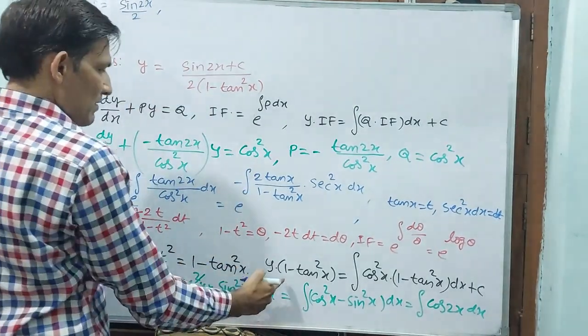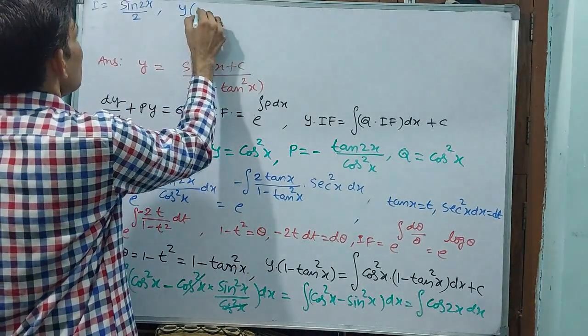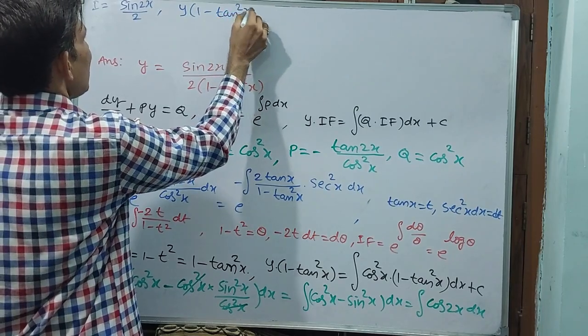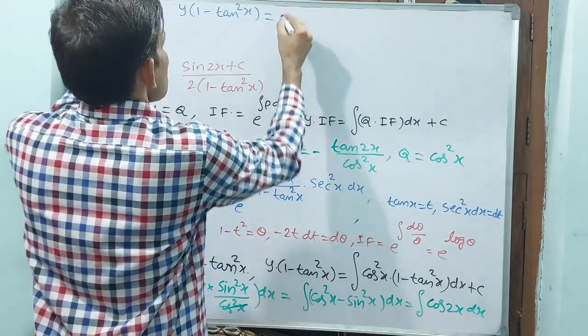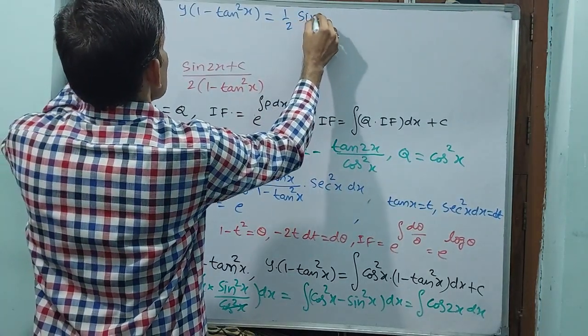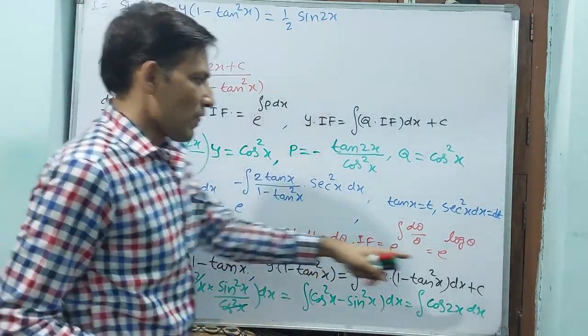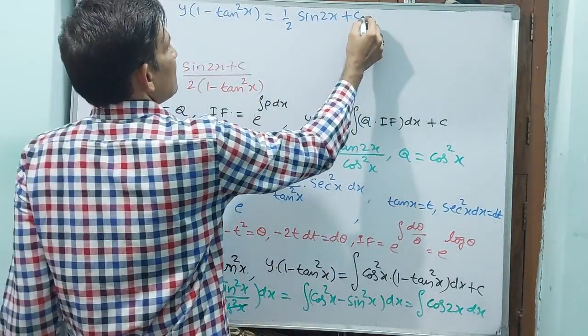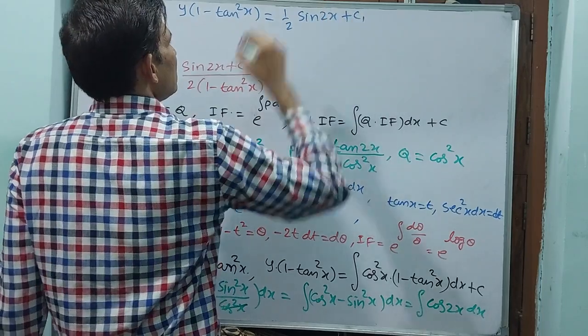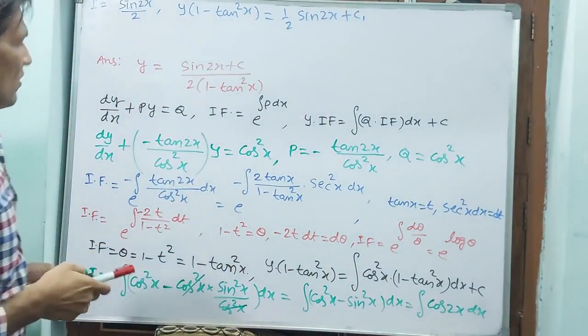That means the final answer will be y into 1 minus tan square x is equal to, this value has come, 1 by 2 sin 2x plus c. Or else you take this as c1. Okay?